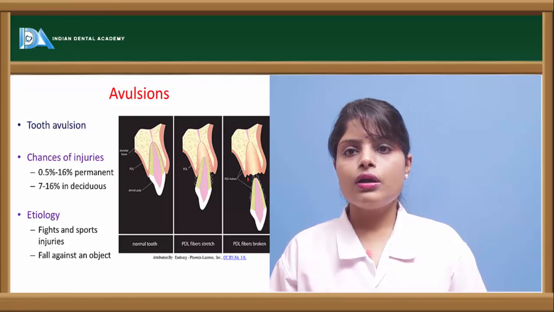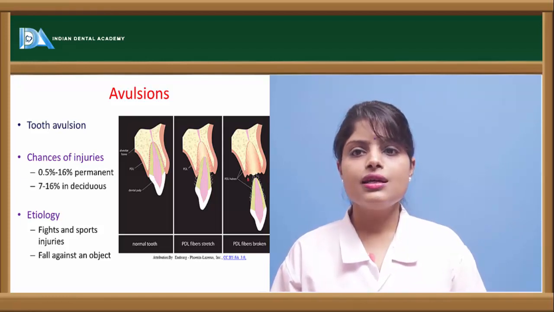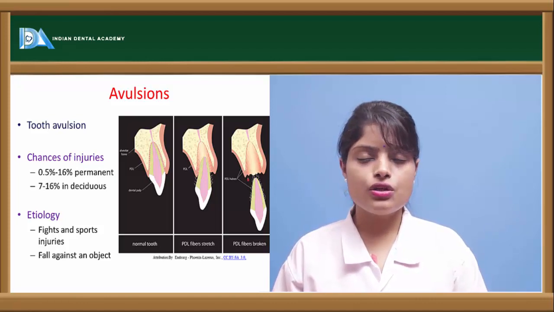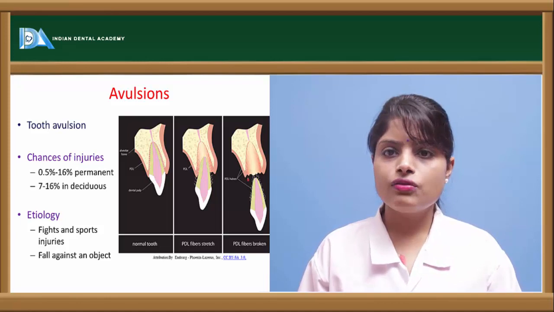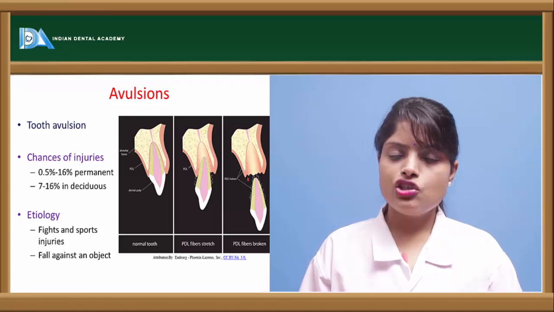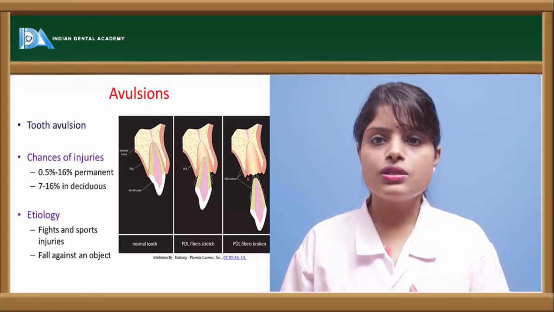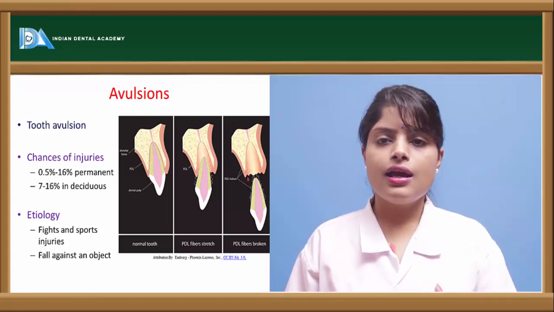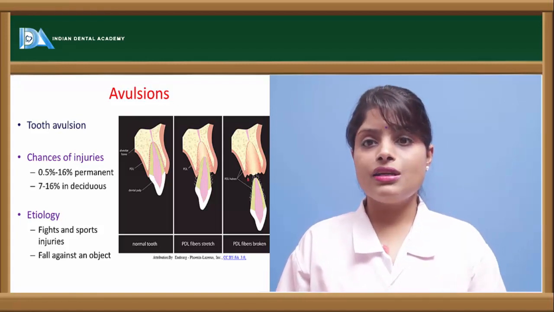Now, coming to one of the most complicated types of traumatic injury, that is avulsion. Avulsion is also known as exarticulation or the loss of teeth from the oral cavity. The chance of avulsion injury is about 0.5 to 0.16% in permanent teeth, whereas 7 to 16% in primary teeth.